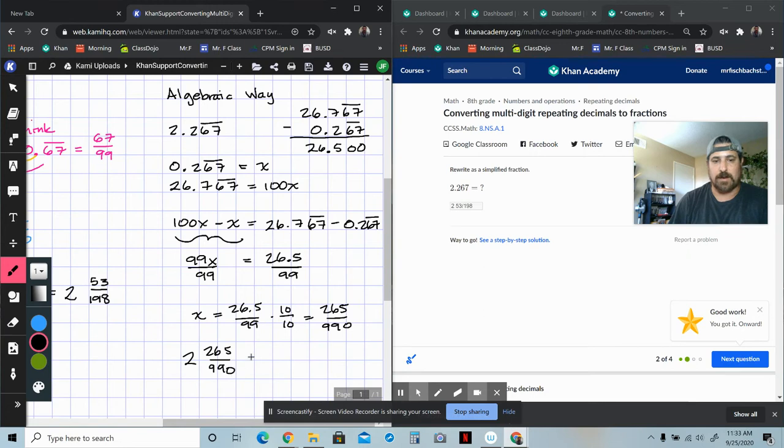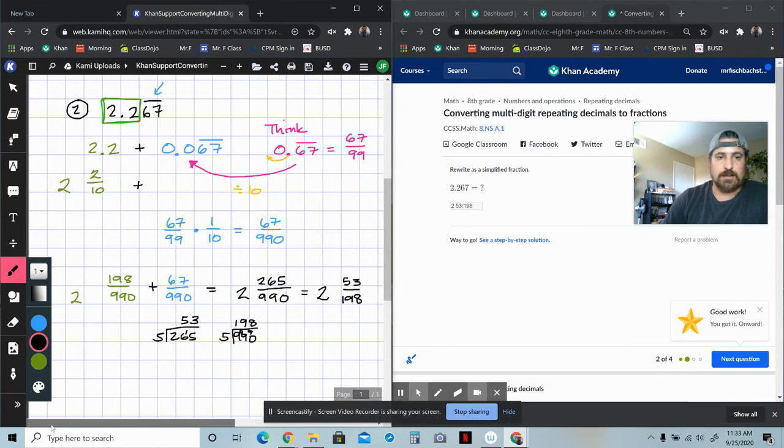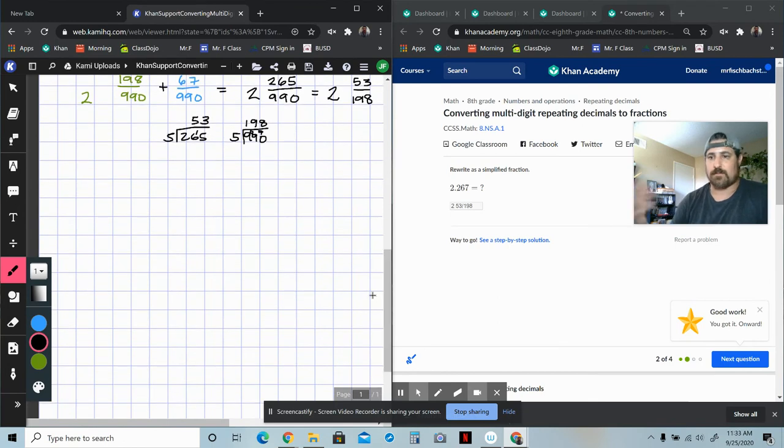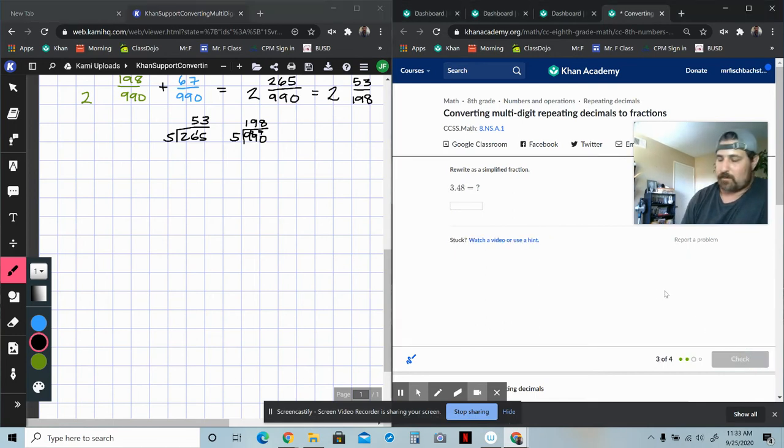Okay, let's do the next problem. Now that I've done it both ways, I'm going to do it my way for some of them. I'll do it Con's way for some of them, so you guys get a variety. Okay. So the next problem is 3.48 repeating. This is number 3, and it is going to be 3.48 repeating.